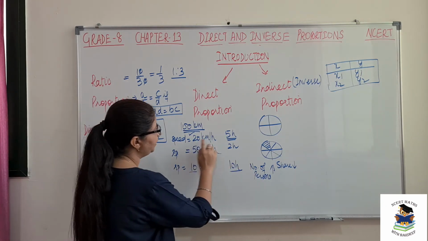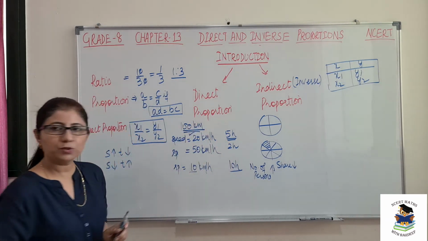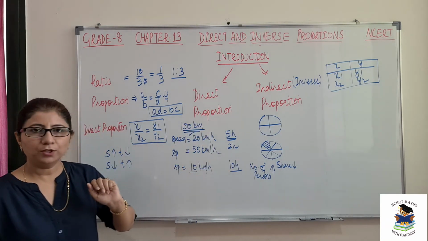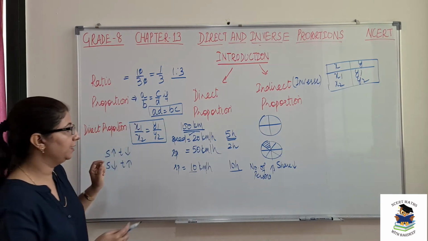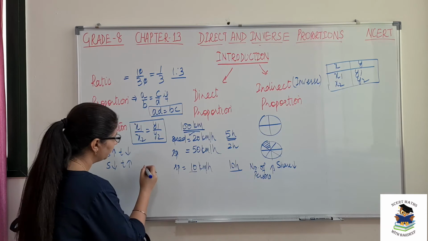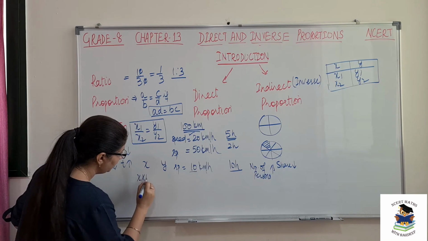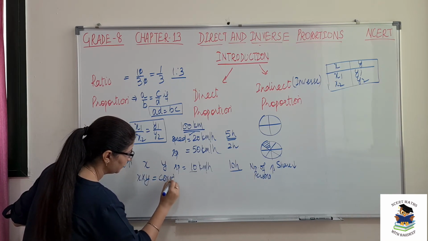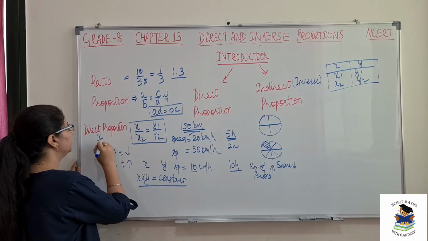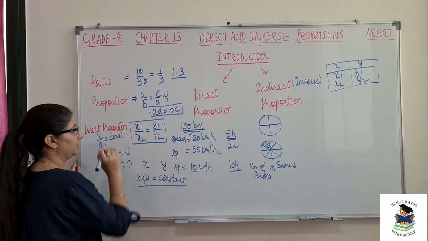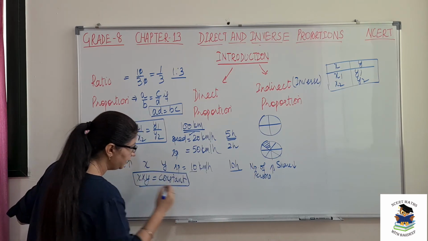Suppose we multiply this 20 with 5, I will get 100. So 50 with 2, then also 100. 10 into 10, then also 100. That means here product of the two quantities is constant. So if I have two quantities, suppose x and y, what is constant? That is x into y is always constant. So in direct proportion it was their ratio as constant, and here in indirect proportion x into y is constant.